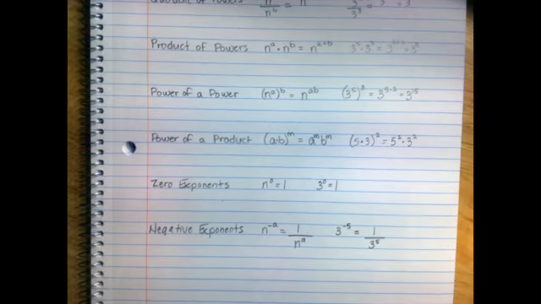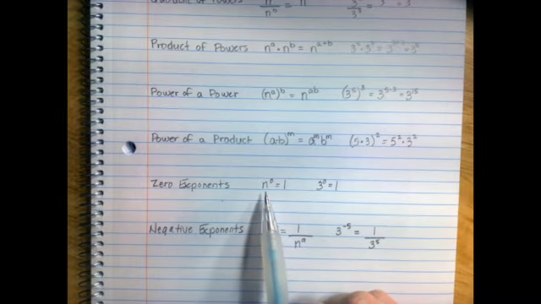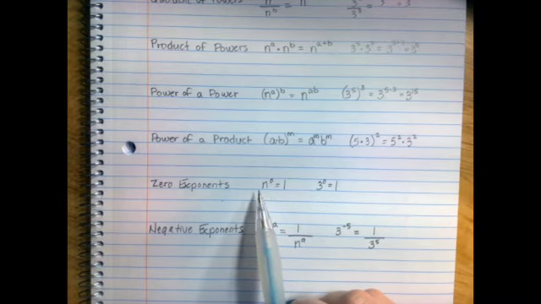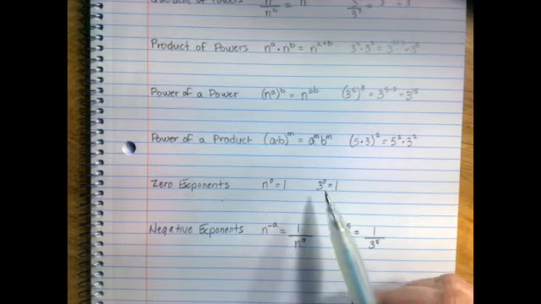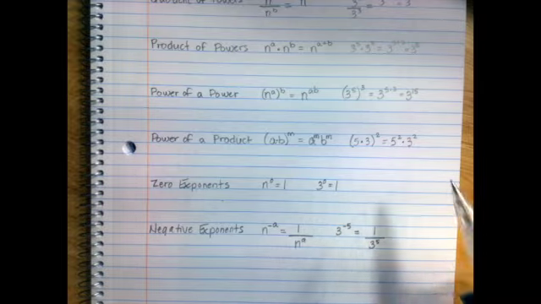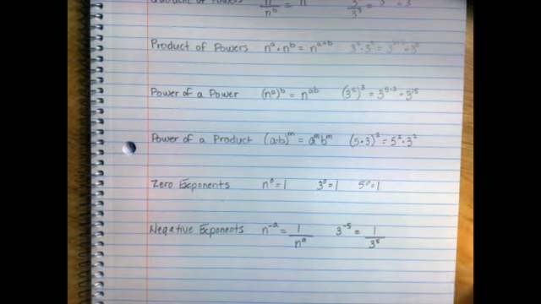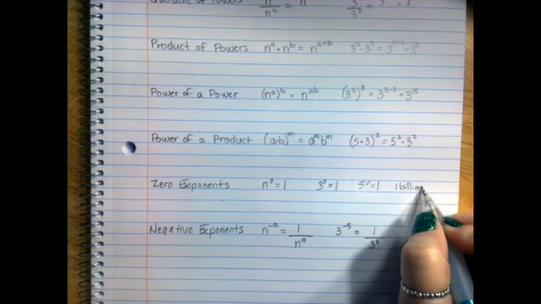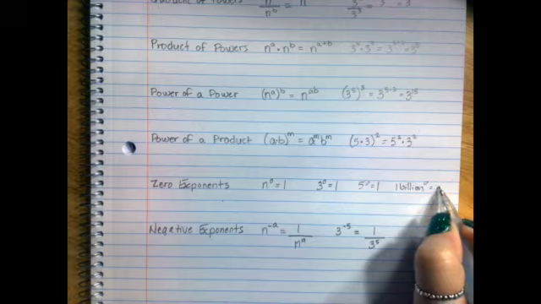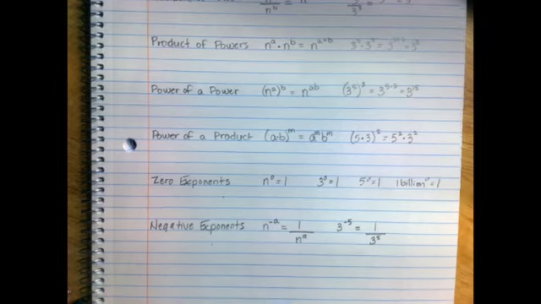All right, now, zero exponents. This is something everybody needs to know. Any number raised to the 0 power, no matter how big or little this number is, always equals 1. So for instance, 3 to the 0 power equals 1. 5 to the 0 power, 1. I could have 1 billion raised to the 0 power. That's 1. Okay, it's just a mathematical rule that everyone follows.